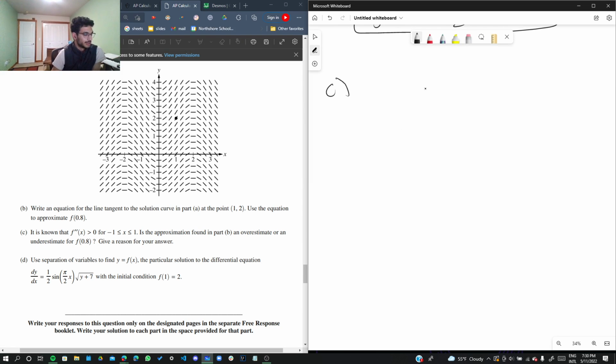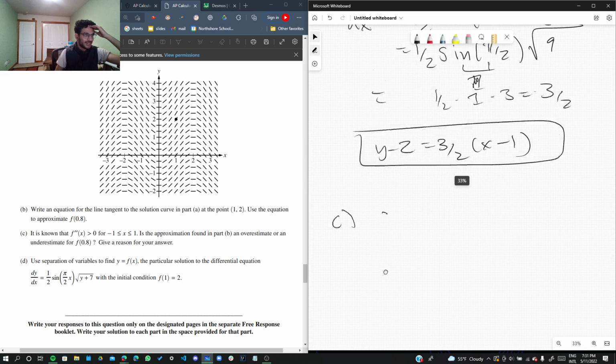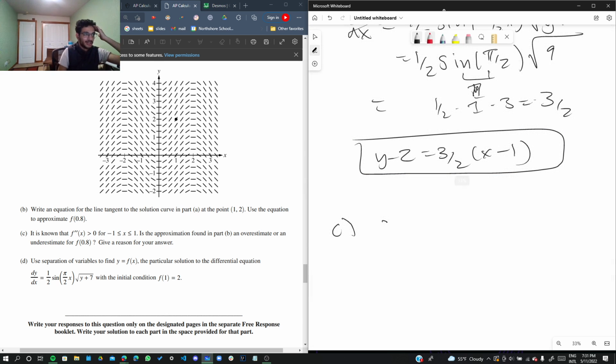Okay, let's go on to 5c. It is known that f double prime of x is greater than 0 for negative 1 less than or equal to x less than or equal to 1. Is the approximation found in part B an overestimate or an underestimate for f of 0? I forgot, I have to plug in 0.8 into there. So y is equal to 2 plus, and then just plug in 0.8. Don't even need to do the math.